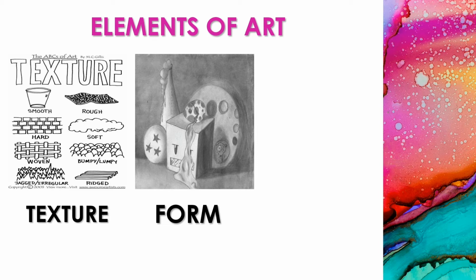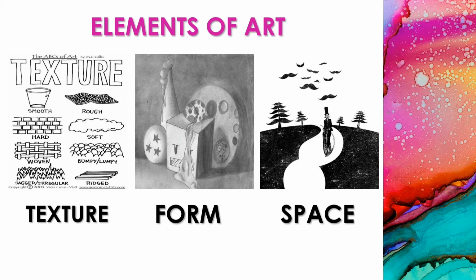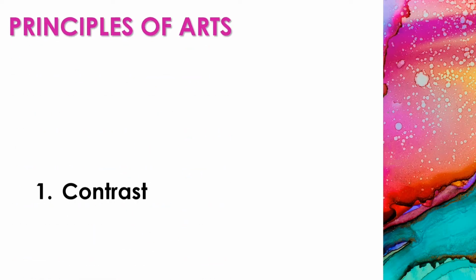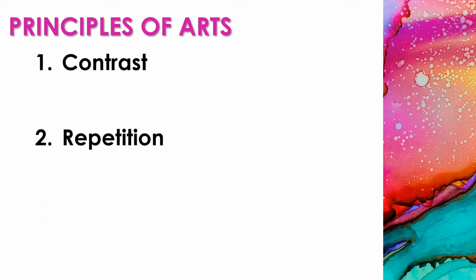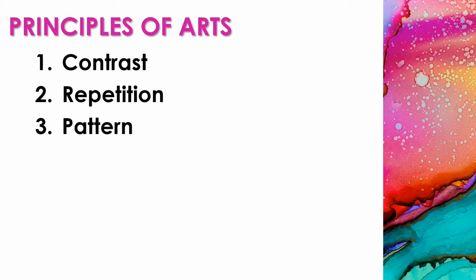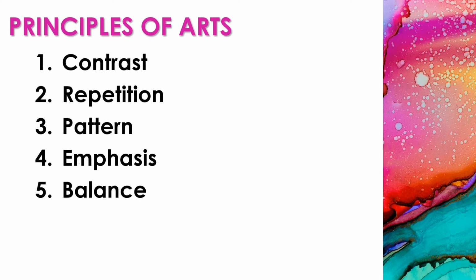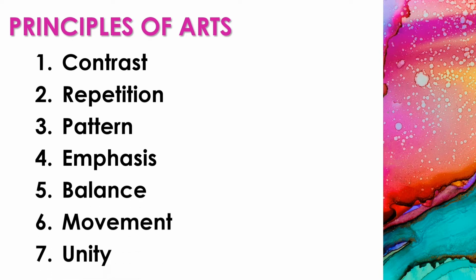Forms are 3-dimensional shapes expressing length, width, and depth. Our last one for elements of art is space. It is used to create the illusion of depth. It can be 2 or 3 dimension. Next thing that we are going to recap is the principles of art. We have contrast, repetition, pattern, emphasis, balance, movement, and unity.